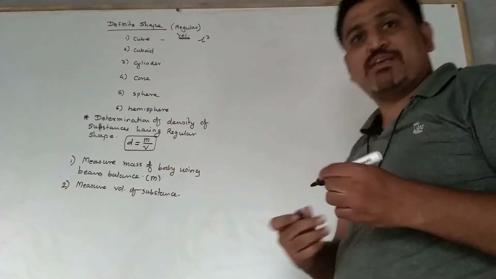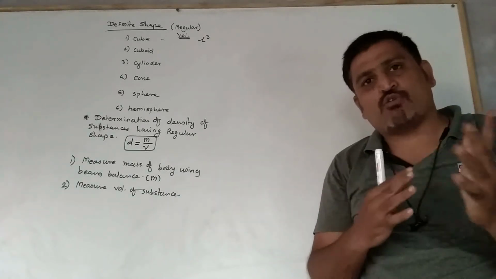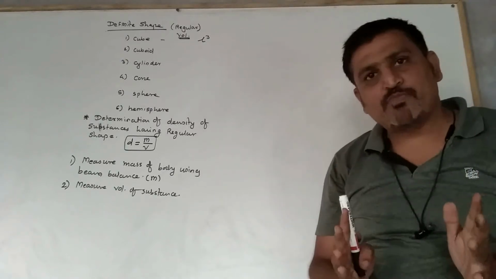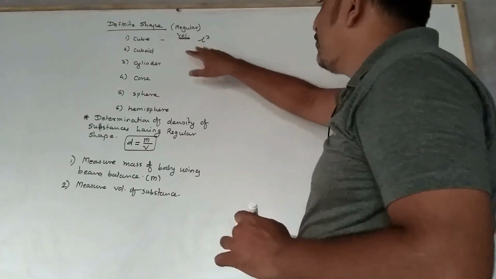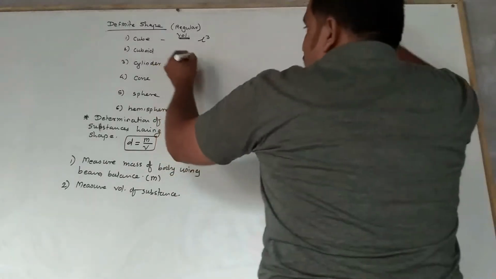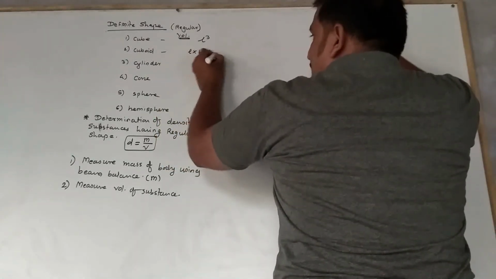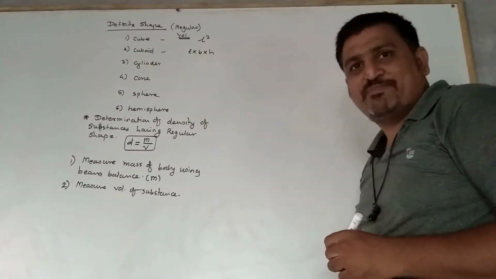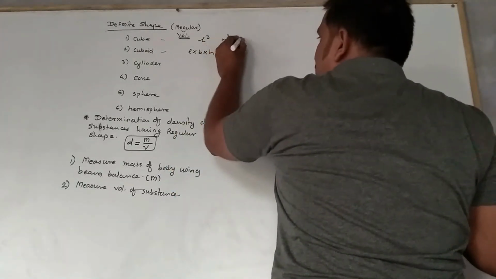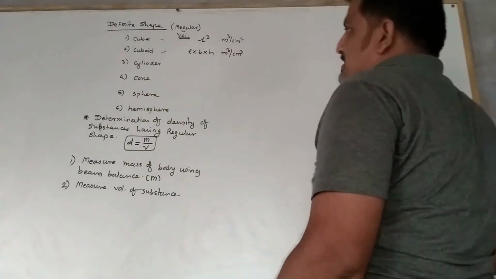Because all three sides are the same. All the sides, meaning length, breadth, and height, are equal; then only we can say it is a cube. So L cube is the volume. Second, if it is a cuboid, then it has a length, a breadth, and a height, so L times B times H is the volume. Again, you can say meter cube or centimeter cube; the unit remains the same.